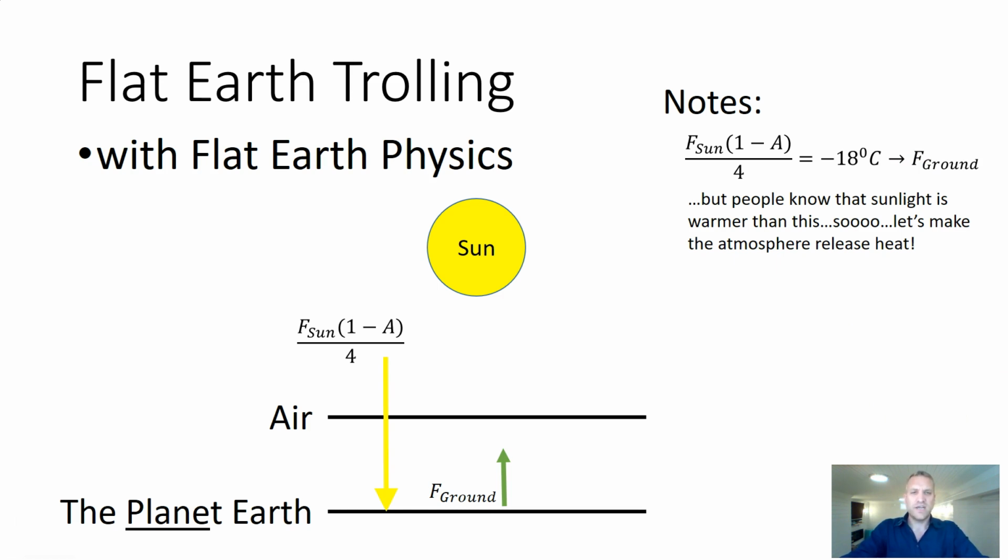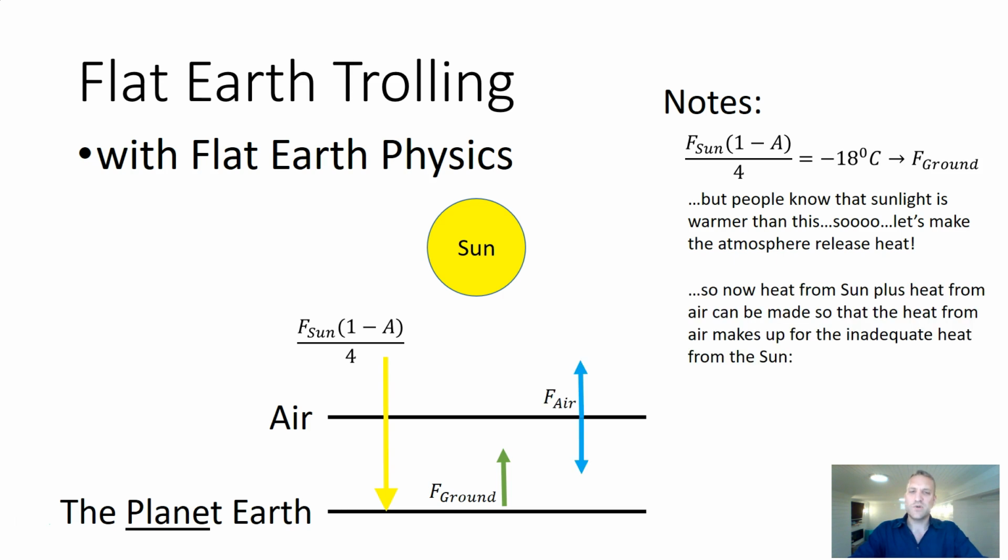So what can we do here? I know what we'll do. We have to create some mechanism to make the Earth warmer. So let's just make the air emit some heat. Let's make the air add heat, add temperature to the ground. Let's make the temperature of the air add with the temperature of sunlight so that we get hotter ground.